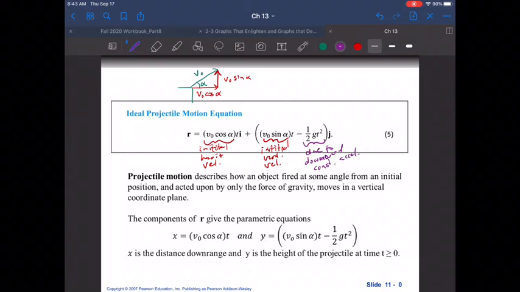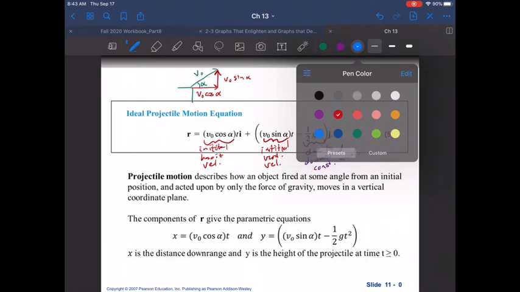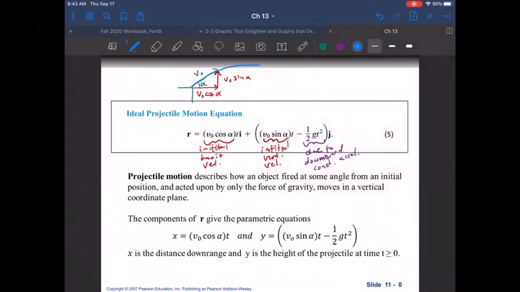So projectile motion describes how an object fired at some angle from an initial position and acted upon by only the force of gravity, so no air resistance, moves in a vertical coordinate plane. Essentially, the shape that you will end up with here is going to be a parabola, according to these equations. It's an inverted parabola, all right? In reality, it's not quite a parabola. There's a little more to it than this, but it's extremely close to a parabola.